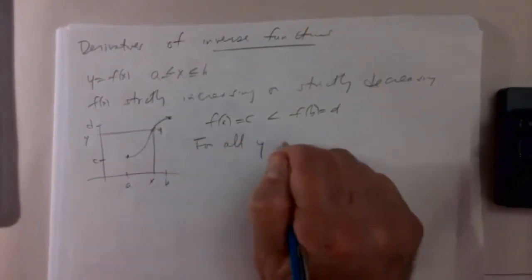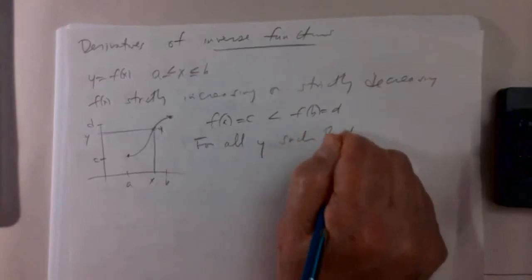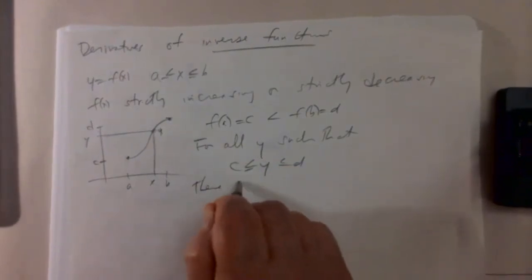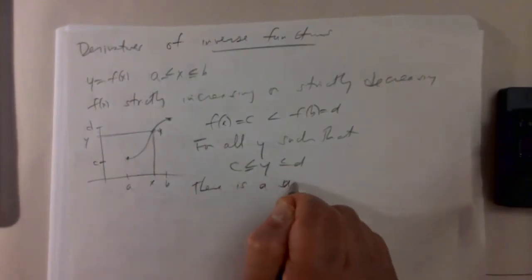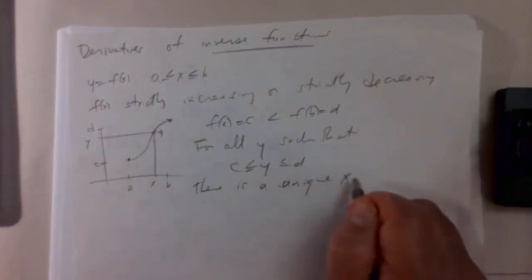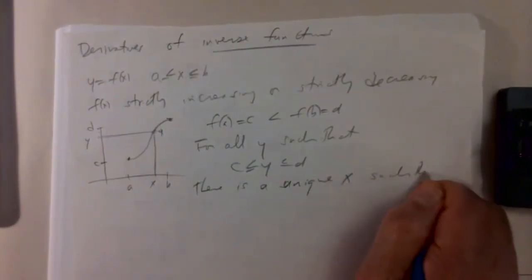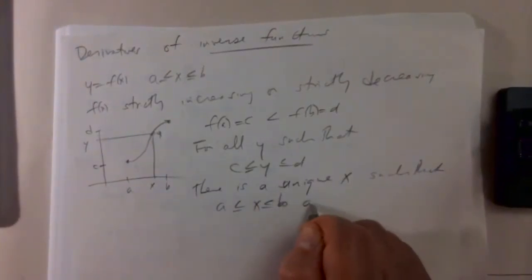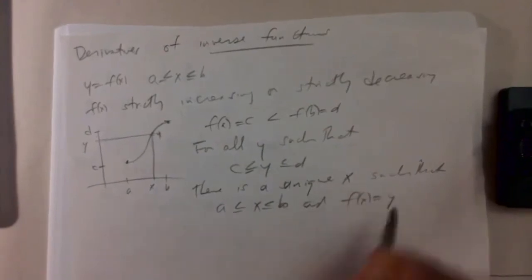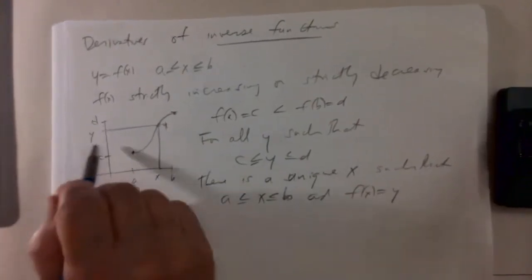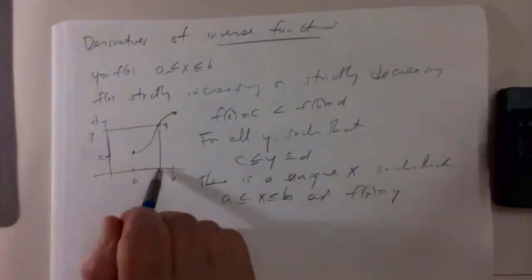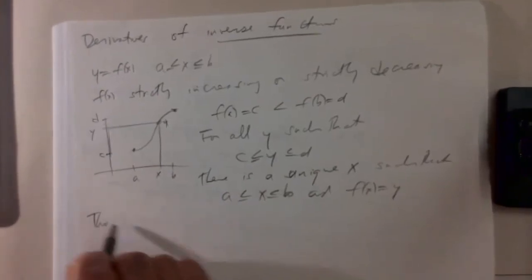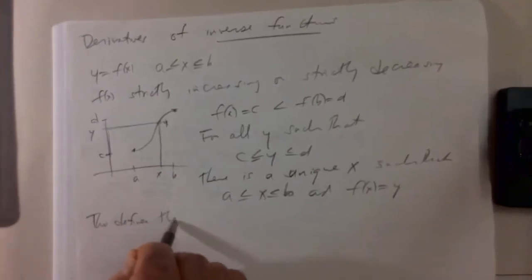So for all y such that y is between c and d, there is a unique x such that x is between a and b, and f of x is equal to y. So for every y, there's some unique x. So this defines the inverse function.